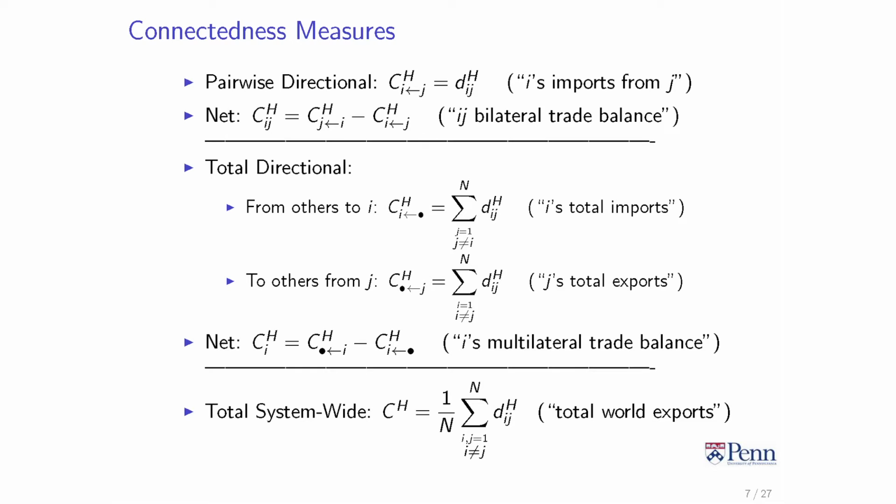So this is from everybody to Mr. I, or from Mr. J to everybody else. Again, we can net them out, and that's just a regular old multilateral trade balance. And again, we might also want to just go total system-wide. That's just total world exports, or total world imports. Again, at the global level, they must equal.